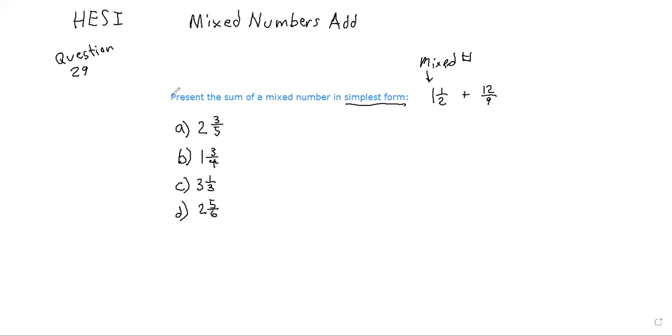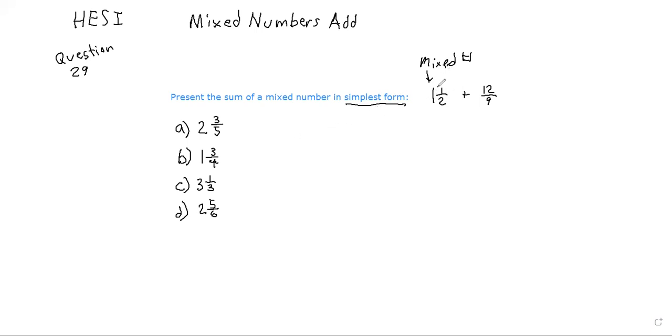Okay. So the question states, present the sum of the mixed number in simplest form. And it gives us a mixed number, 1 1/2 plus 12/9. So we have to follow the rules for fractions, right? Whenever we have a question involving fractions, all the numbers must be in fractional form.